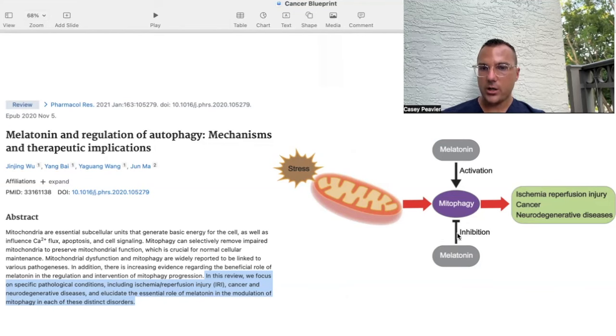In processes where there is an excess of mitophagy, melatonin will put a brake on it. Where there's a need for mitophagy, melatonin will activate. And that is important, as we'll see, for a variety of conditions, but in particular in this cancer series, because as we've seen in prior videos, excess mitophagy is hijacked by cancer systems to propagate the reliance on the Warburg metabolism, and melatonin can, in the right context, inhibit that process from happening to help in our fight against cancer.